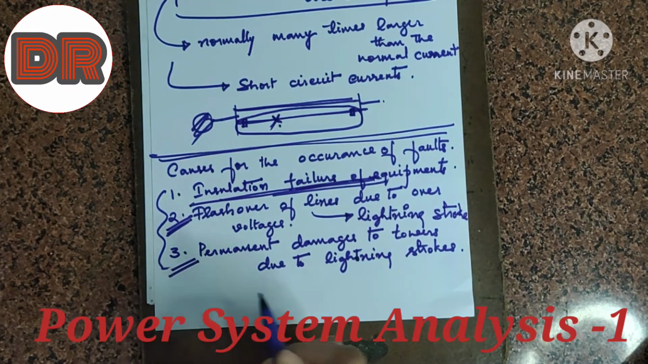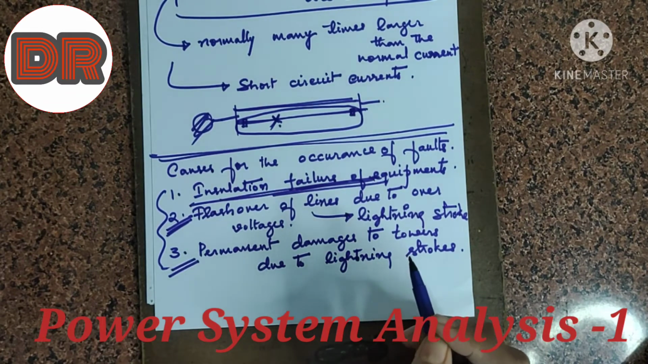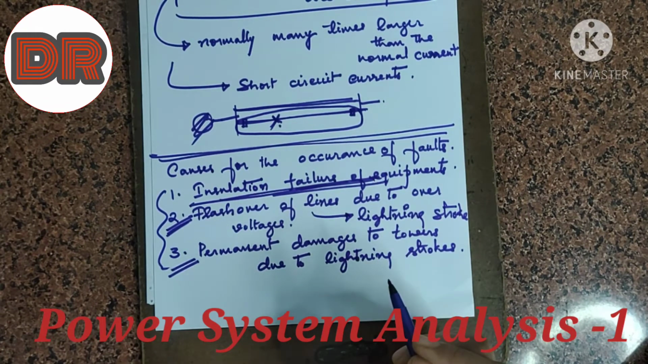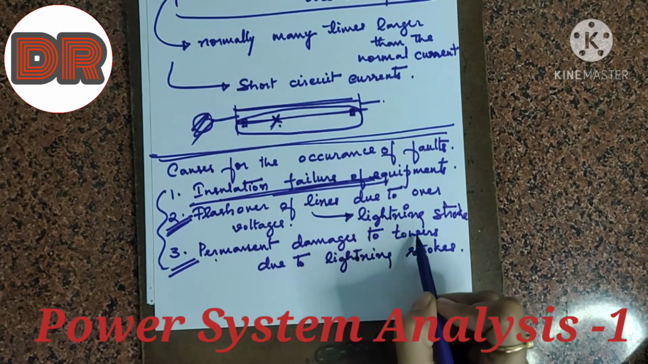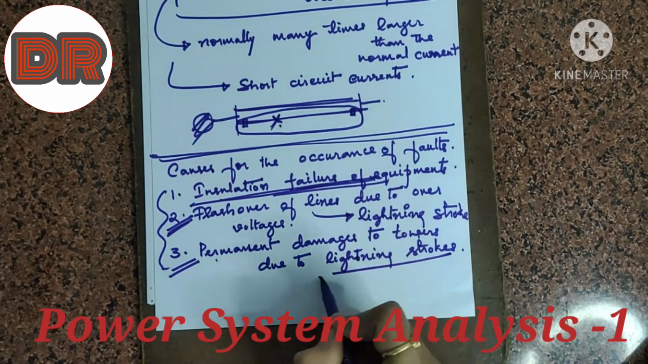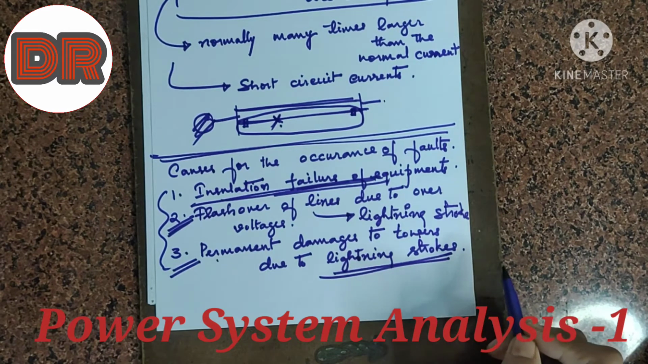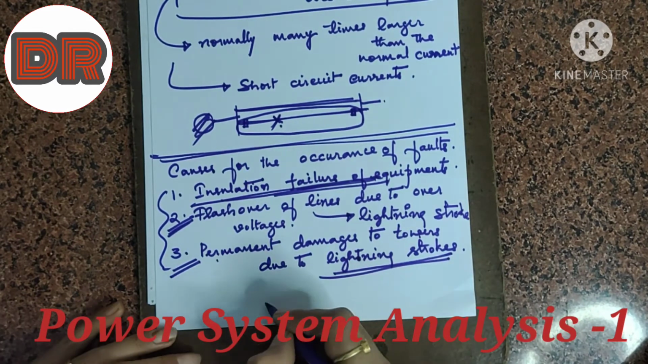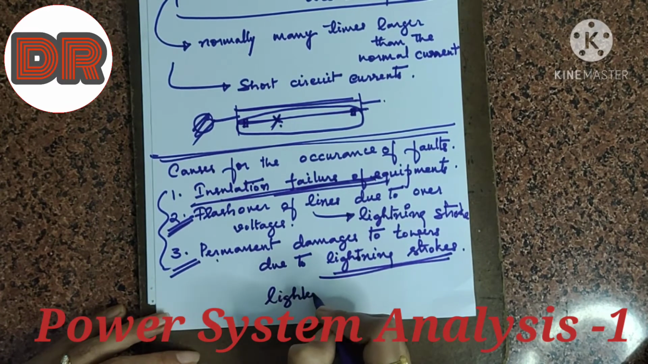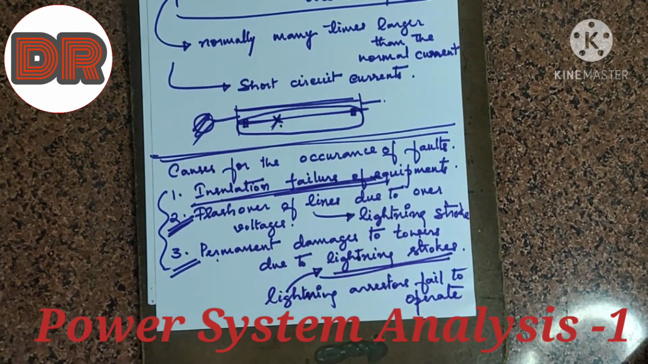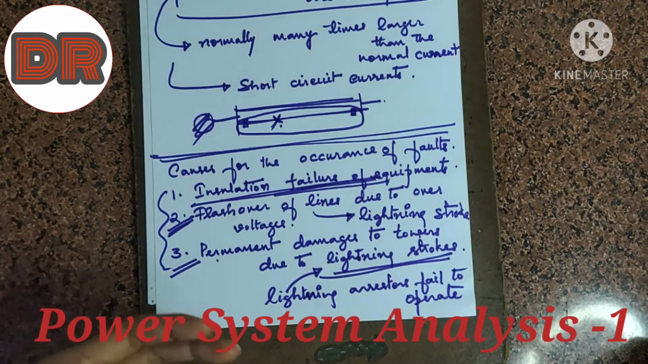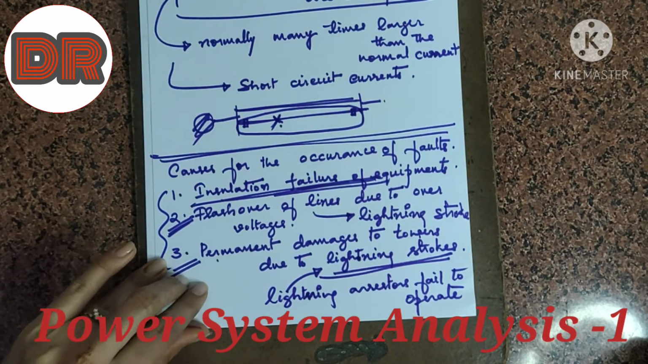Now next one is permanent damage to towers. Permanent damage to towers can happen due to lightning strokes, and this can happen when lightning arresters fail to operate. So when lightning arresters fail to operate, this can lead to permanent damage to towers. So these are few causes I have listed for the occurrence of faults. There are many other causes also.